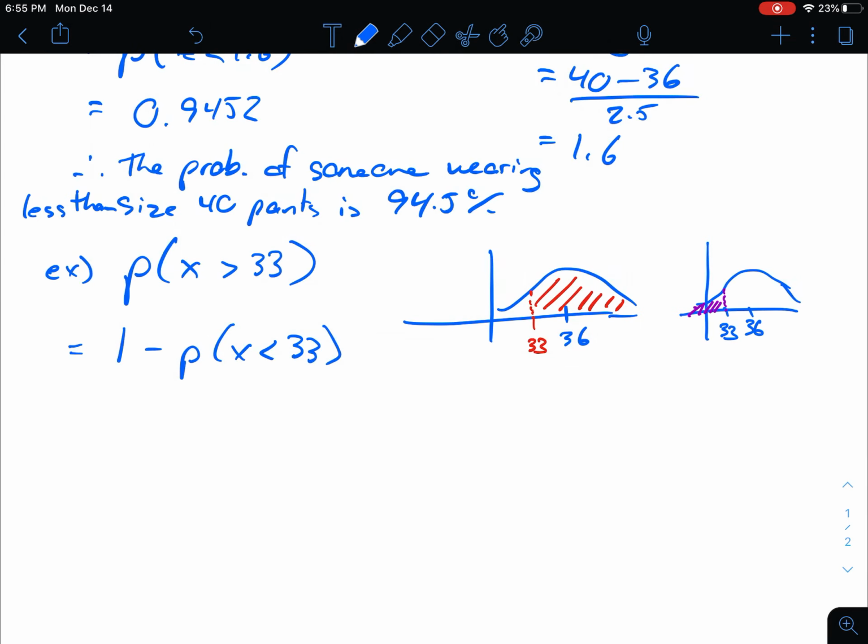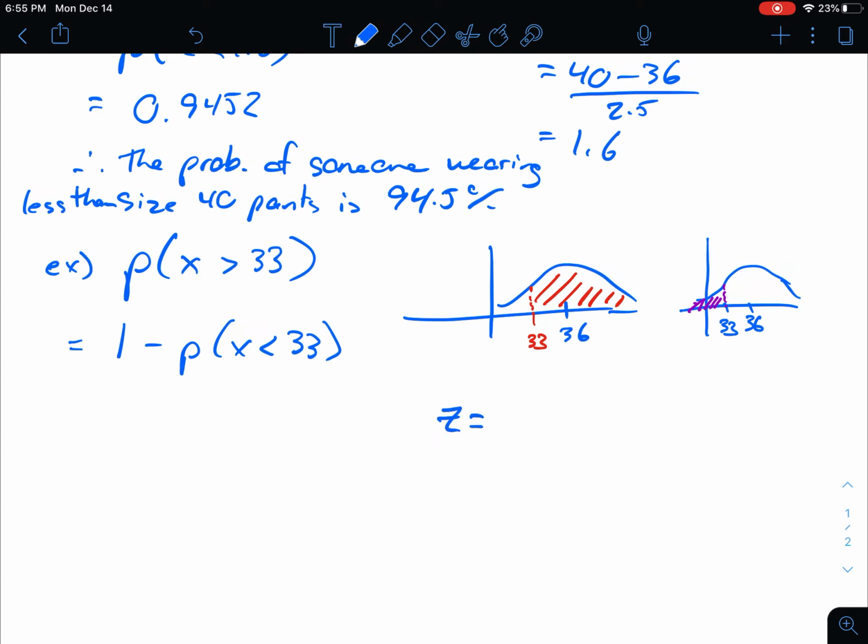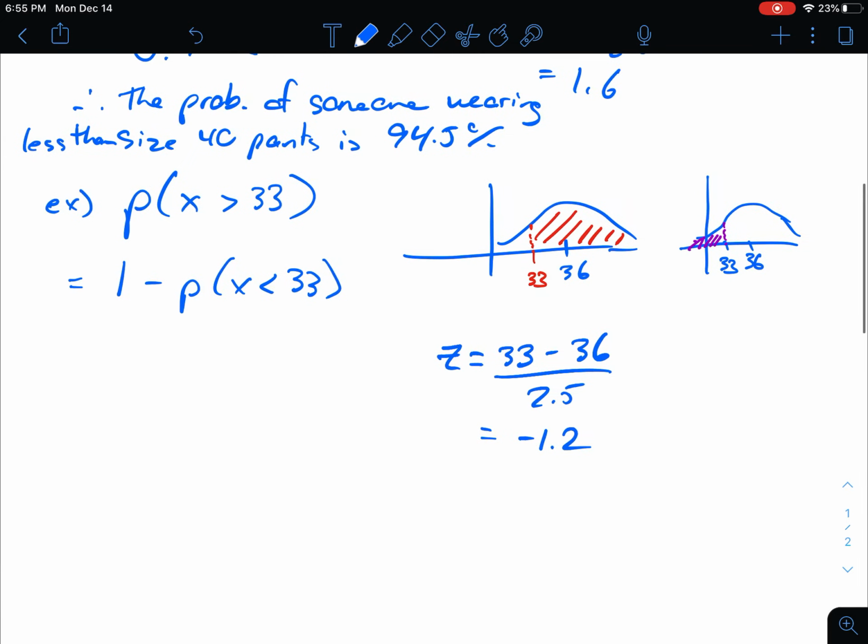Now, once we've done that, what I'm going to do is figure out the z-score for 33. So on the side, I'm going to write z equals 33 minus my mean, which is 36, over 2.5, which is my standard deviation. When you work this out, you get negative 1.2. Now, what do we do with this? We are going to rewrite this equation right here, and we're going to write 1 minus the probability of z less than negative 1.2. So this is the same exact thing. It's just been converted into this z-score instead.